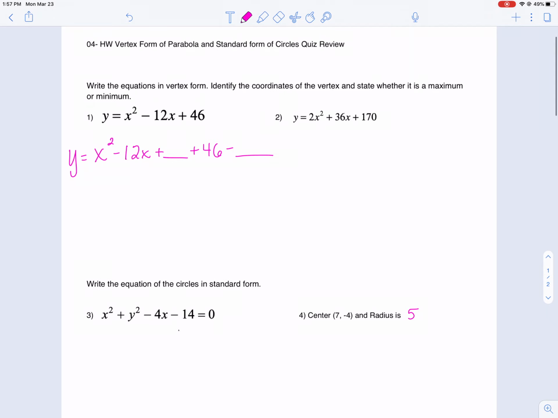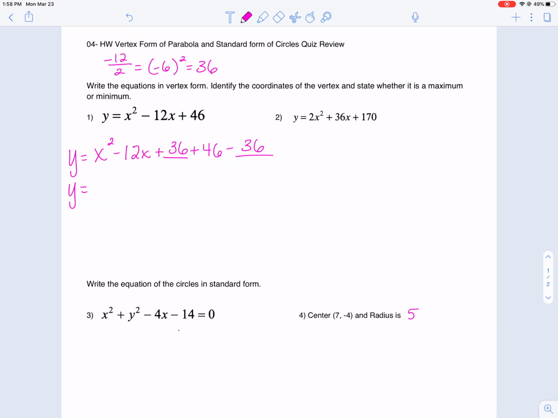How do I get the magic number? Take your negative 12, divide by 2, which is negative 6, and square it to get your magic number of 36, which I'm going to add and subtract because they're all on the same side. So you're pretty much adding 0 to that side.